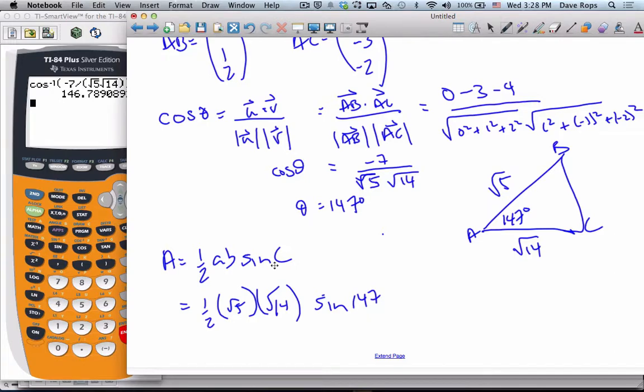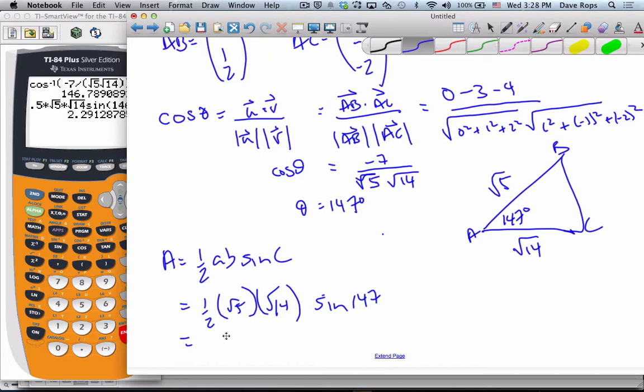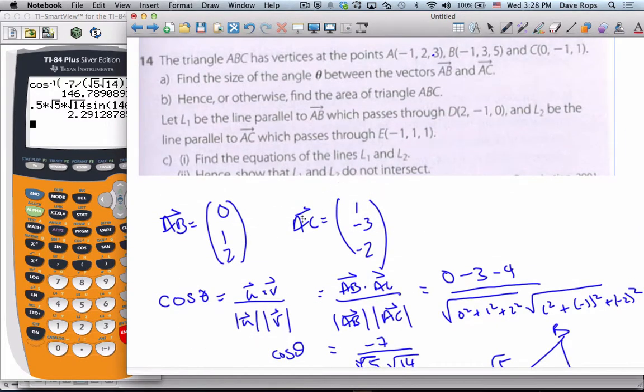This formula works with C being in between A and B. Be careful with your calculator. I want the final answer to be good to three significant figures, so I'm going to use this angle not rounded. So it's 0.5 times the square root of 5 times the square root of 14 times sine of, I'm going to pull this angle down, I want all the significant figures. And I get 2.29 is the area of this triangle. There's no units given, so I'm not going to worry about my units squared.